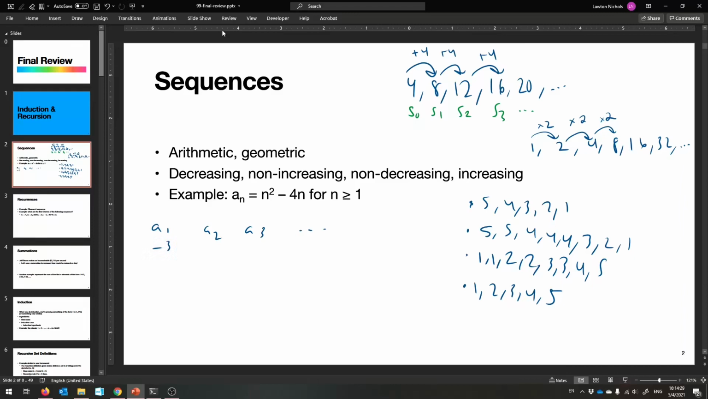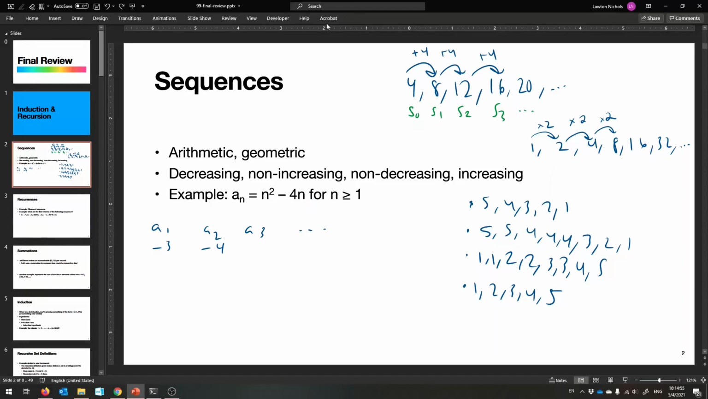And then we have this one, a of 2 is n squared minus 4n, so 2 squared minus 4 times 2. So that is 4 minus 4 times 2, which is 8, so negative 4. a of 3 is 3 squared minus 4 times 3. So that's 9 minus 12, right?